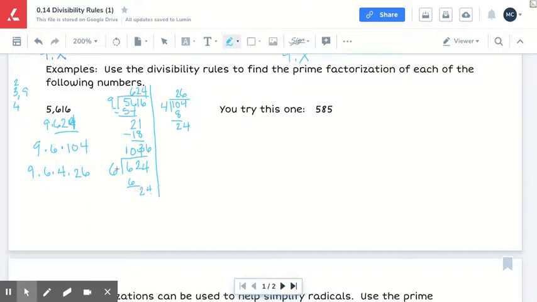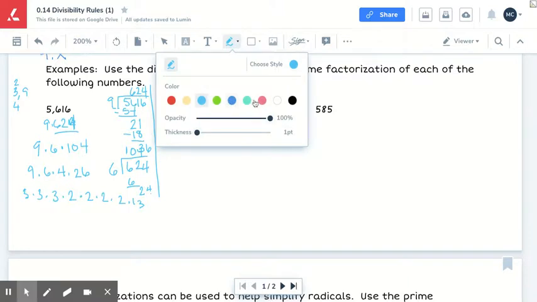And now I'm down to reasonable numbers where I can break these down individually. So 9 is 3 times 3. And 6 is 3 times 2. And 4 is 2 times 2. And then 26 is divisible by 2. It's 2 times 13. So typically for prime factorization, I want to write the factors in order from least to greatest. So I'm just going to rearrange them and put all of the 2's together.